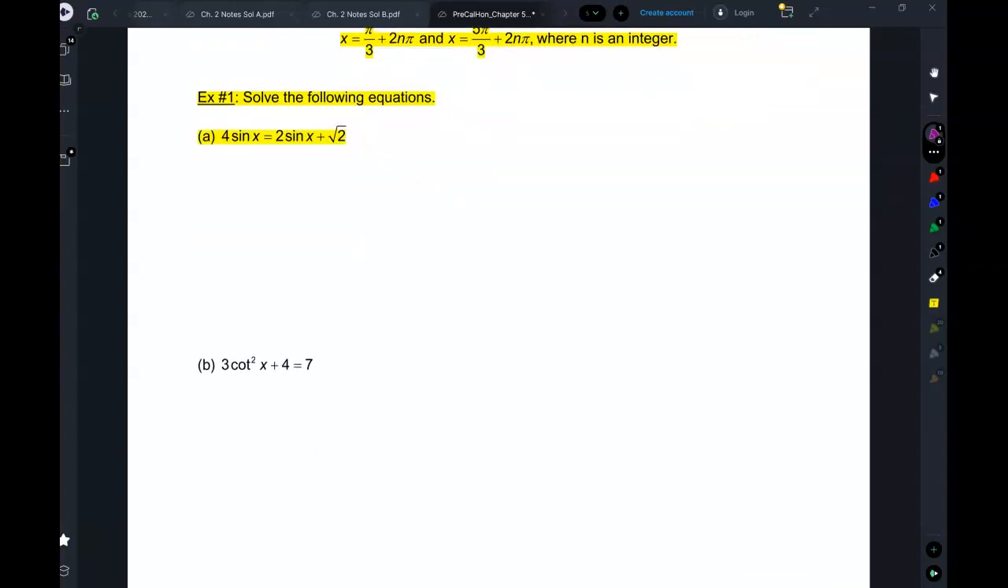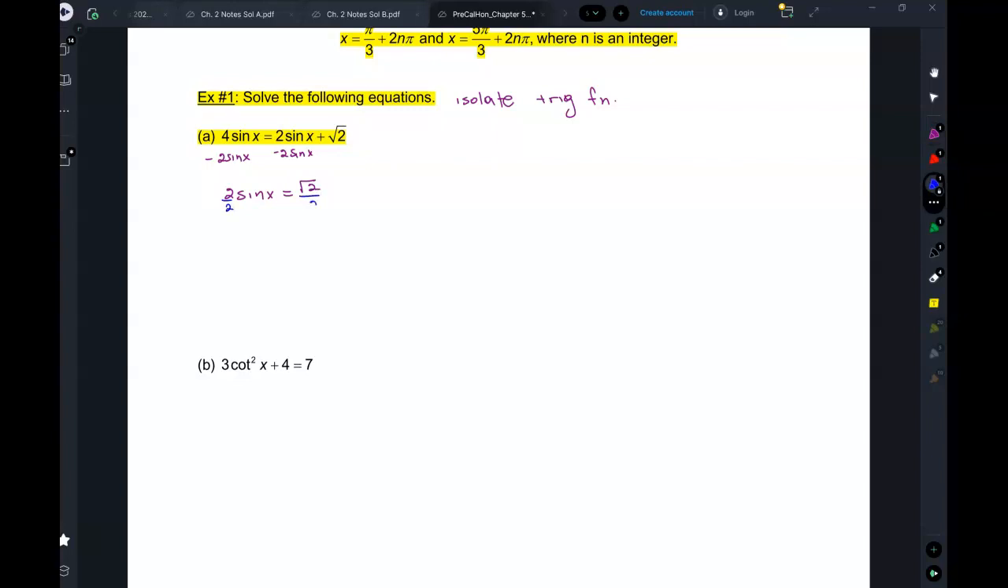To solve these, first you want to isolate the trig function. So here I have sine x on both sides, so I could just subtract 2 sine x from both sides, and I get 2 sine x equal to root 2.